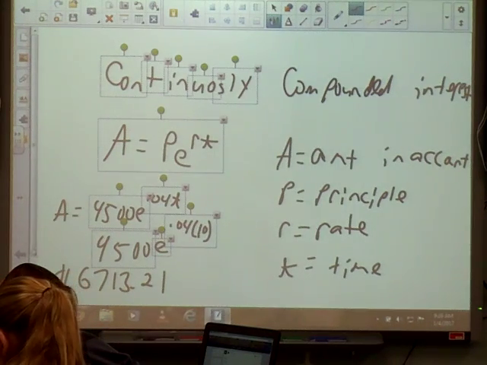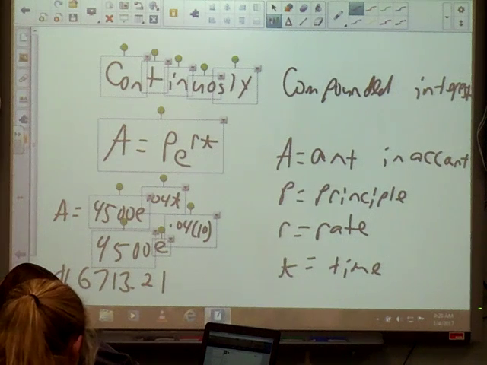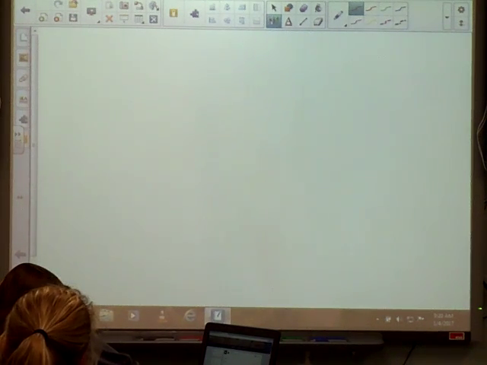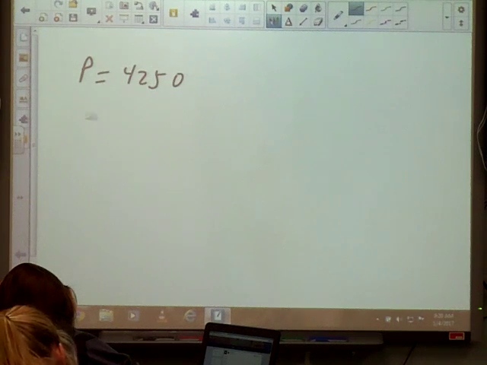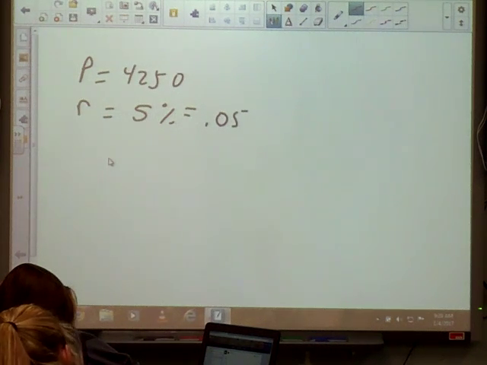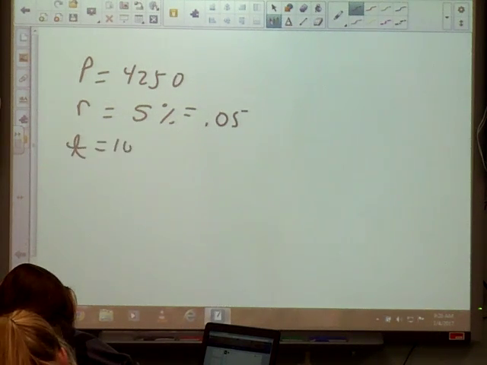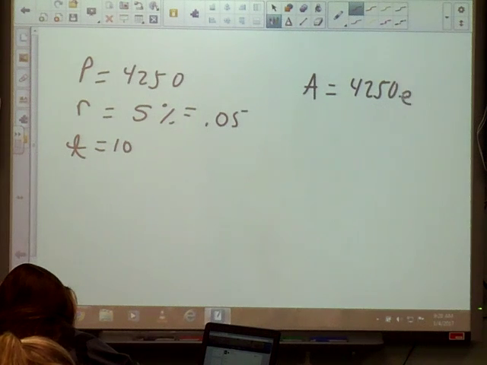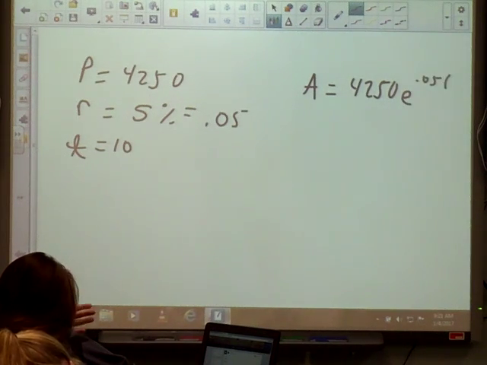Alright, let's do another one with that formula and make sure we're all right there. This one says you deposit $4,250 into an account. So there's your P. $4,250 in an account that earns 5% interest. 5% is the same as 0.05, so you have to make sure you move your decimal point twice. So we start over. You deposit $4,250 in an account that earns 5% annual interest compounded continuously. What will the balance be after 10 years? So there's your time. It's another 10 again. So my amount is equal to my principal times e to the r times t.